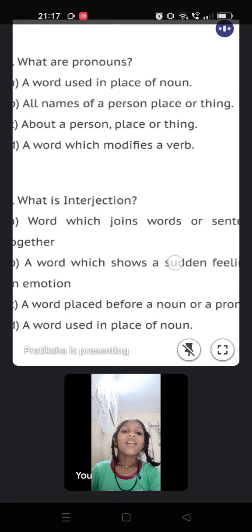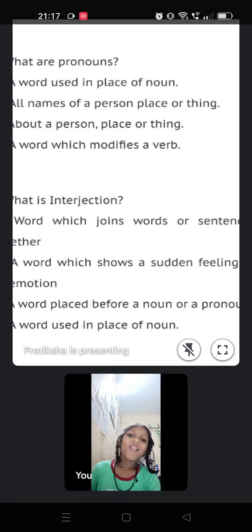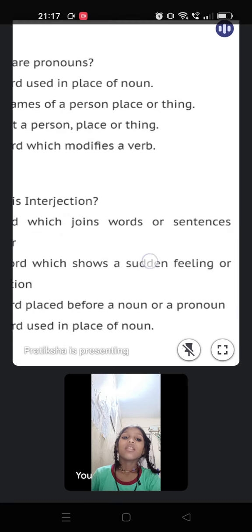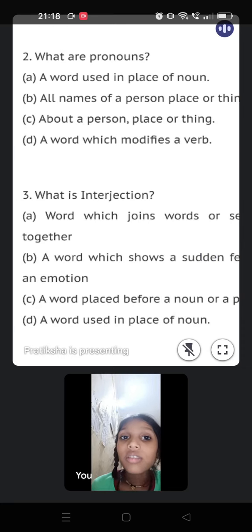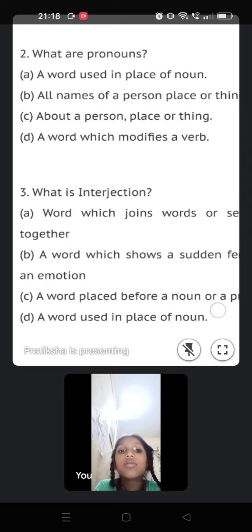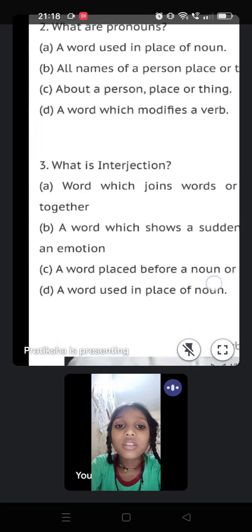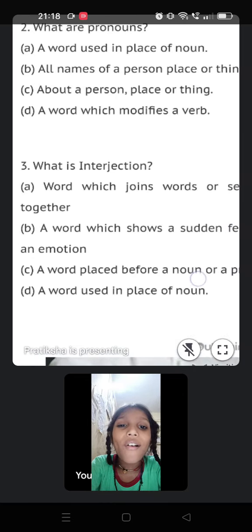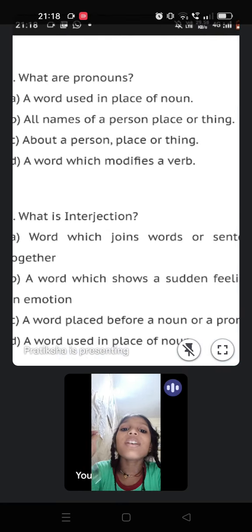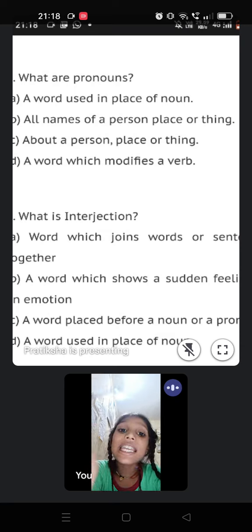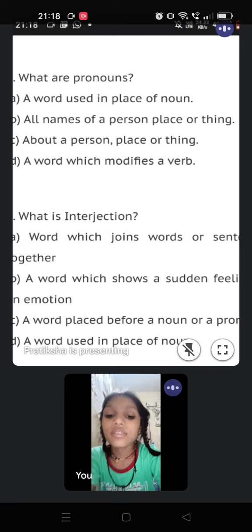Place. Which one is right among the four options? Which one is right? All names of a person, place, animal and thing, it is a noun, it is the definition of noun, right? Yes, ma'am. But we have to find the definition of pronoun. So what will be the definition of pronoun from these? Tell me fast. A thing. First wala kya hai? First one, ma'am. A word used in place of a noun is called a pronoun, right? Yes, ma'am. It is. Right or wrong? Right.